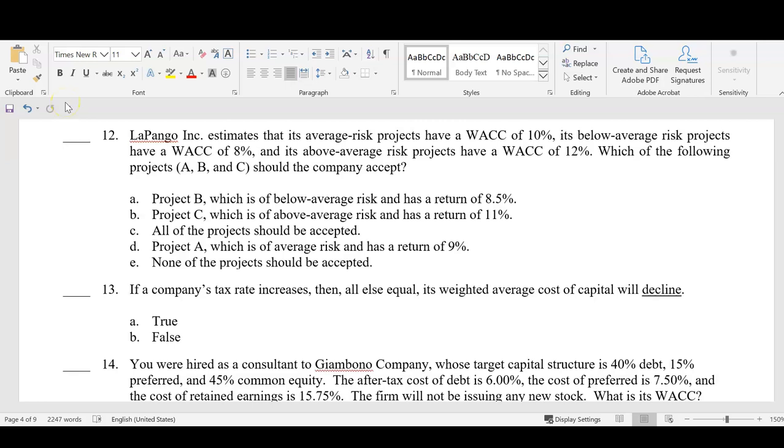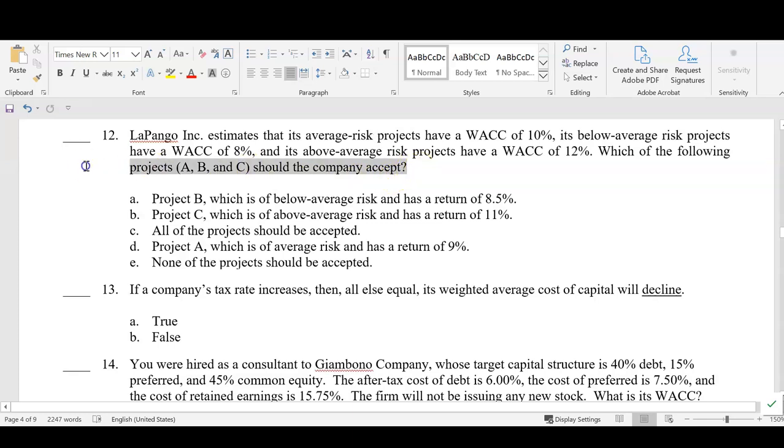Okay, so let's first look at question 12. This firm estimates that its average risk projects have a WACC of 10%. Its below average risk projects have a WACC of 8%. And its above average risk projects have a WACC of 12%. Which of the following projects, A, B, or C, should the company accept?